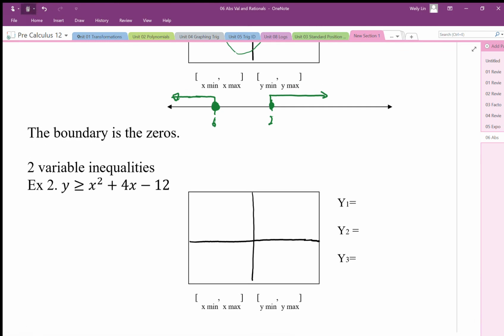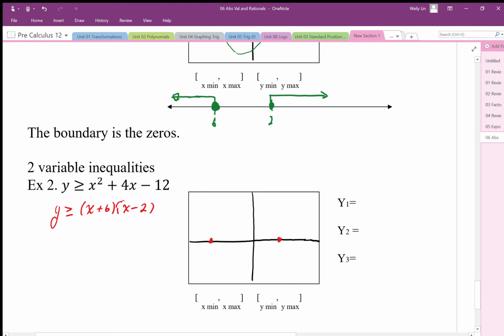Now this is contrasting with the two variable inequality. Okay, so this is the exact same equation, but now it's a two variable inequality. Okay, so I'm going to write this as y is greater than or equal to. Still going to factor it because I want to know what this graph looks like. So x plus 6, x minus 2. So same graph, I'm going to have zeros at -6 and 2.